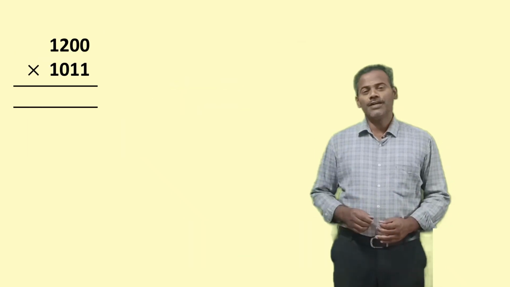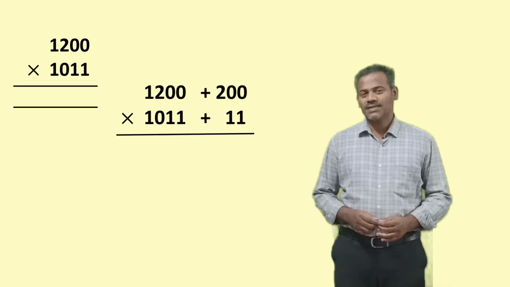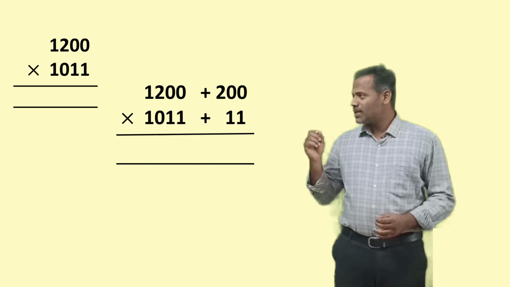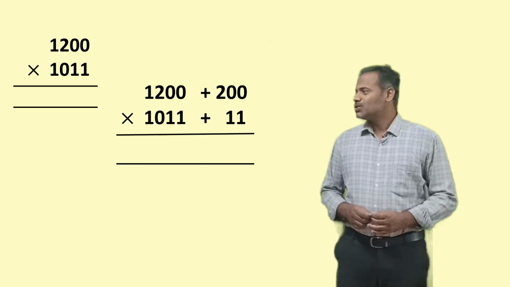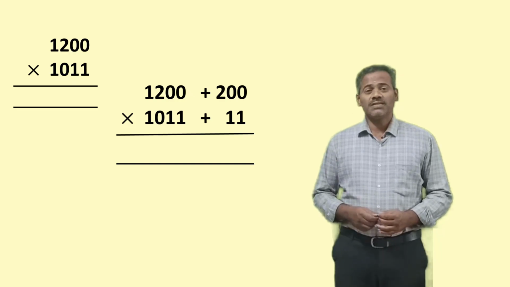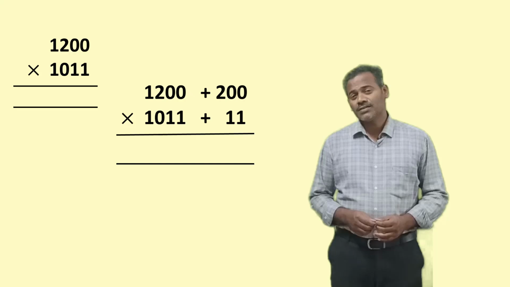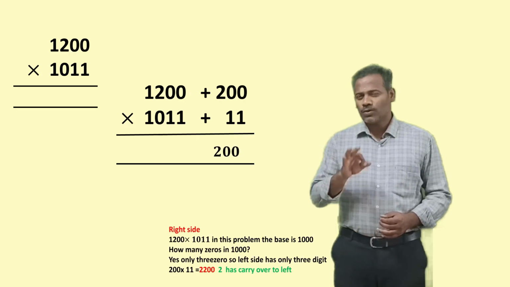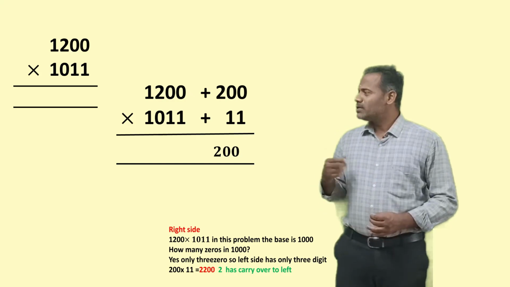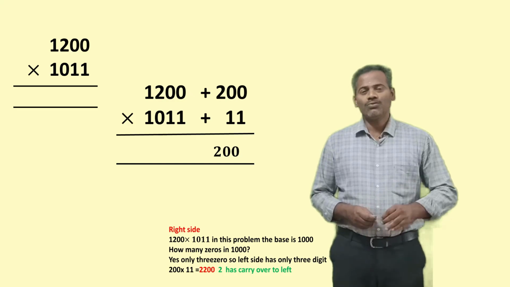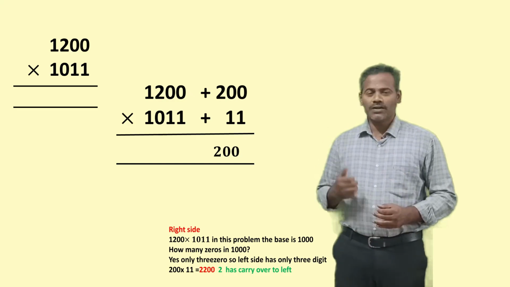Now children, let us move to one more problem. 1200 into 1011. How do we write this? Yes, 1200 plus 200, and 1011 can be written as 1011 plus 11. So children, first we go to the right side, and in this problem the base is 1000. How many zeros are there in 1000? There are 3 zeros. You know it very clearly, so the right side has only 3 digits, right? So 200 into 11 we get 2200, but there are 4 digits. You have to write only 3 digits, so we get 200 alone.